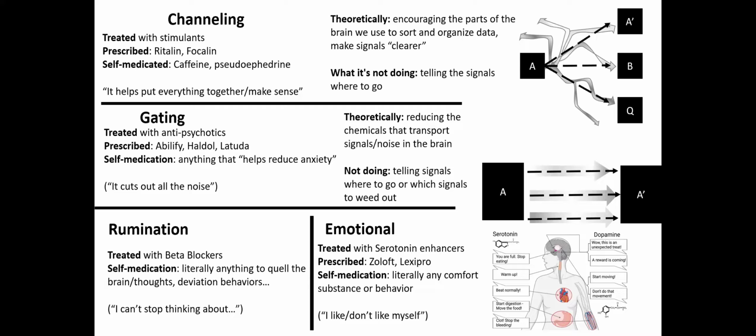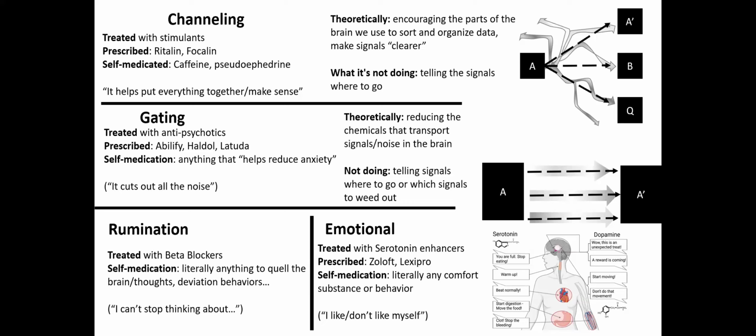As far as the gating, the overload of signals, they use antipsychotics like Abilify and these other ones I can't pronounce. It reduces our anxiety. Anything that reduces our anxiety, that someone's trying to address. And you'll hear them use the phrase, it cuts out all the noise. But what it's not doing is telling signals where to go or what signals to weed out. What it's doing is lowering our dopamine, theoretically, and the other chemicals that are flooding our brain. This is where I had a massive amount of problems because I went on some medicine that overdried my dopamine and it created psychosis for about 7 months of just fear and trembling.